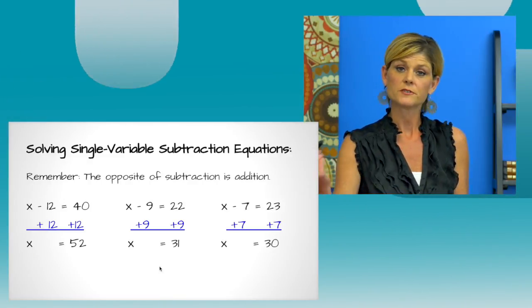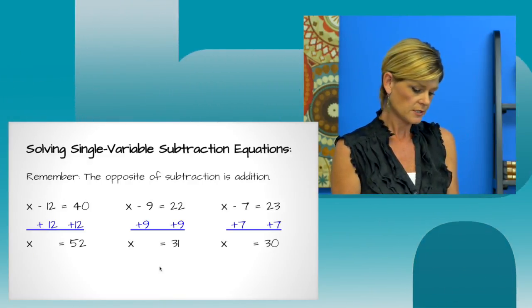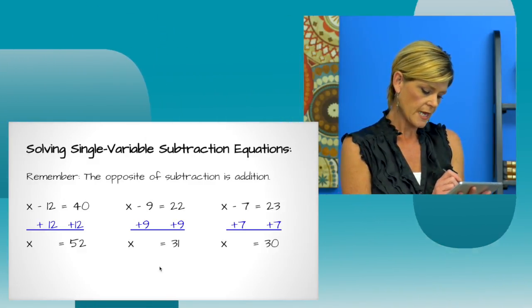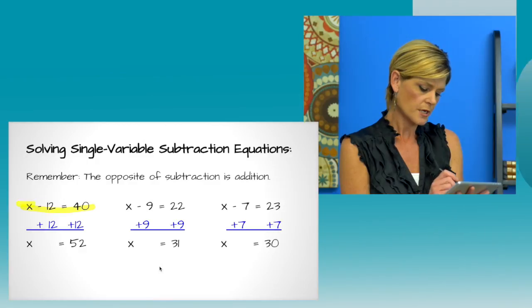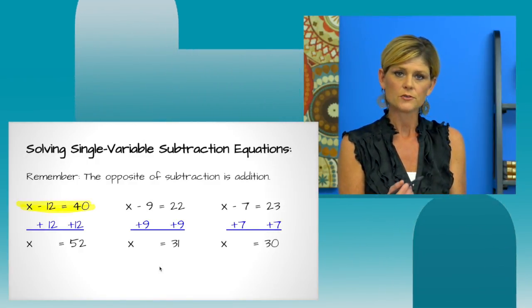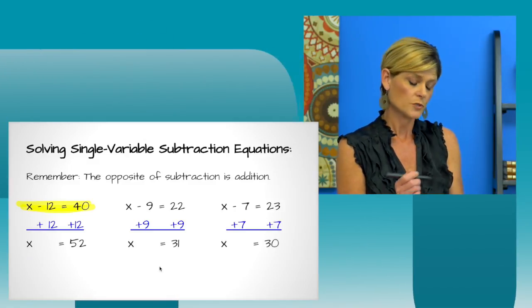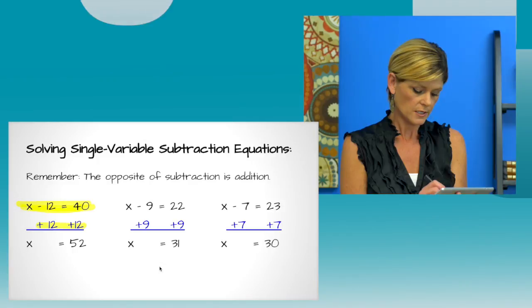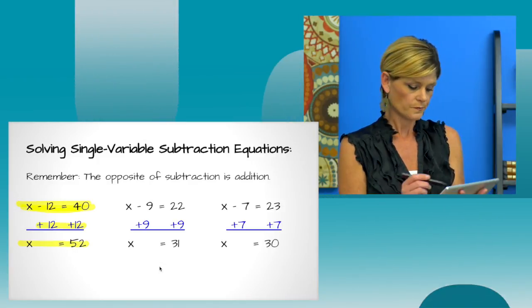The inverse operation of subtraction is addition. So let's take a look at some of these. This problem asks us x minus 12 equals 40. If I want to find the value of that variable x, I need to do the inverse operation of subtraction, which is addition. So I will add 12 to both sides of the equation, and I'll get x equals 52.